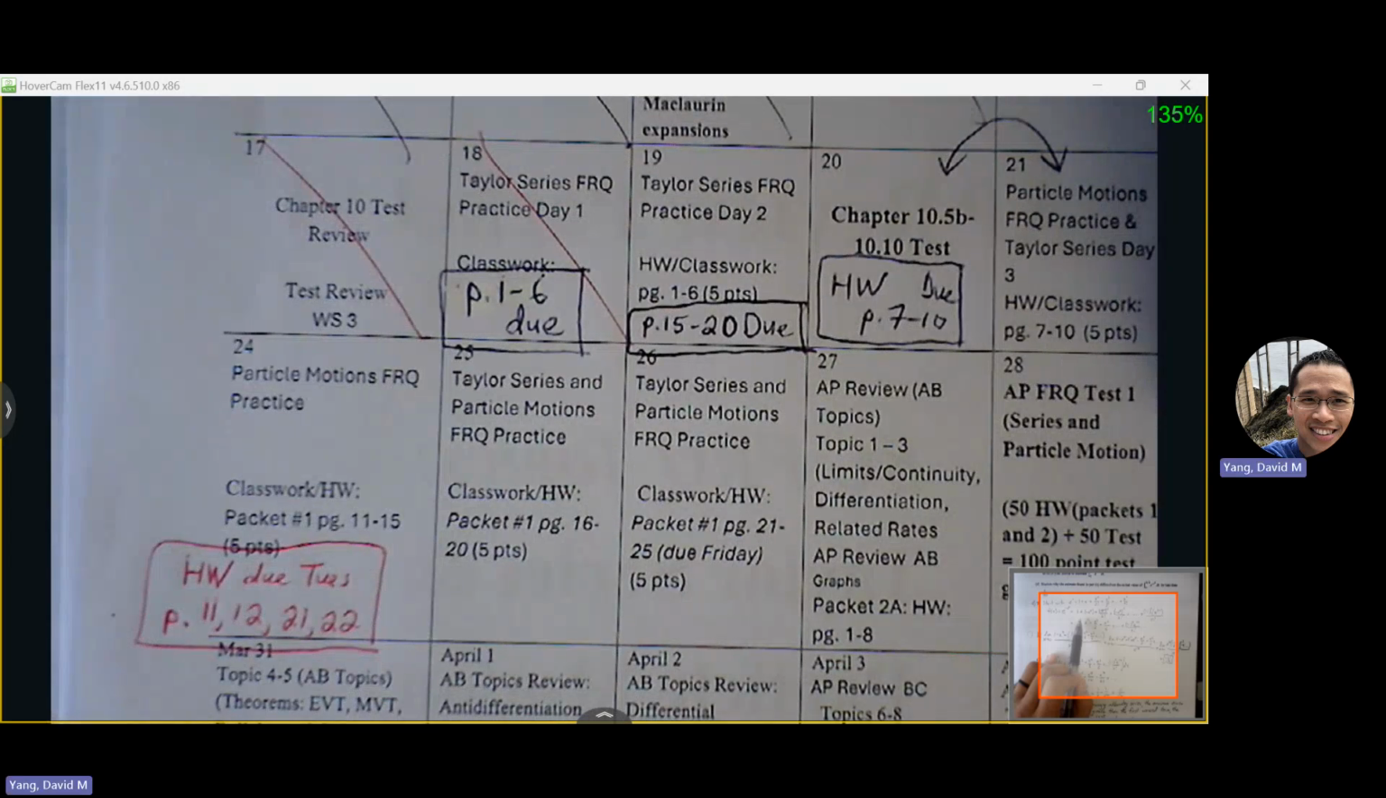Okay, so your homework due tomorrow. We did a lot of it in class. So page 11, 12, 21, and 22. Tomorrow we'll still maybe do one of each problem, but I do want to start moving into limits and continuity and the AB review packet. Okay, all right, come get your phones.